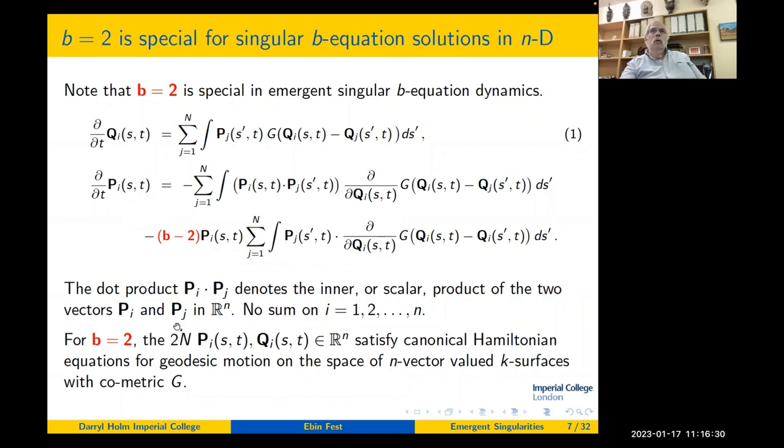For B equals two, these are canonically conjugate equations. So that's the other thing, is that this momentum map collectivizes. These are canonically conjugate equations whose Hamiltonian is a Hamiltonian for geodesic motion with the co-metric G. Okay, so who ordered this?